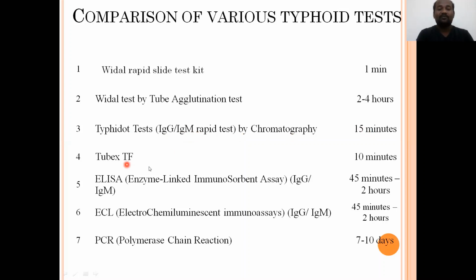Then the Tubex TF test, which we can perform within 10 minutes. ELISA and ECA, electrochemiluminescent immunoassay. All these tests are based on antigen-antibody reactions only, except the PCR, polymerase chain reaction.